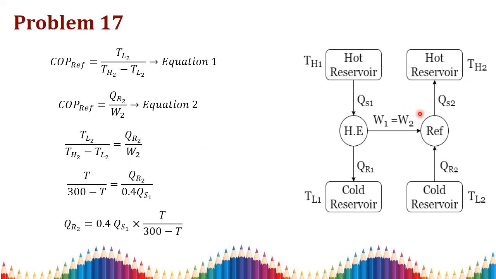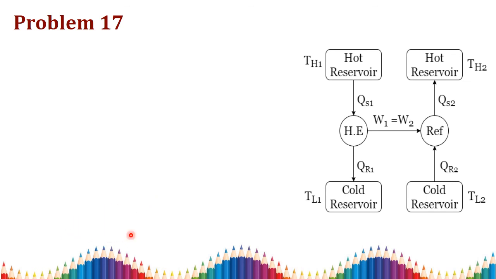Okay, so work done 2 is equal to work done 1. In the previous slide, work done 1 is written as 0.4 into QS1. So W2 is equal to W1, which is equal to 0.4 into QS1. So substitute those values and you find QR2. So I have found QR2 in terms of QS1.